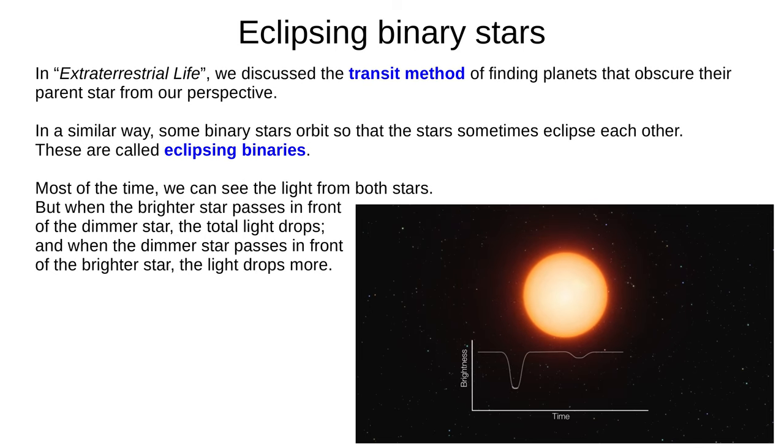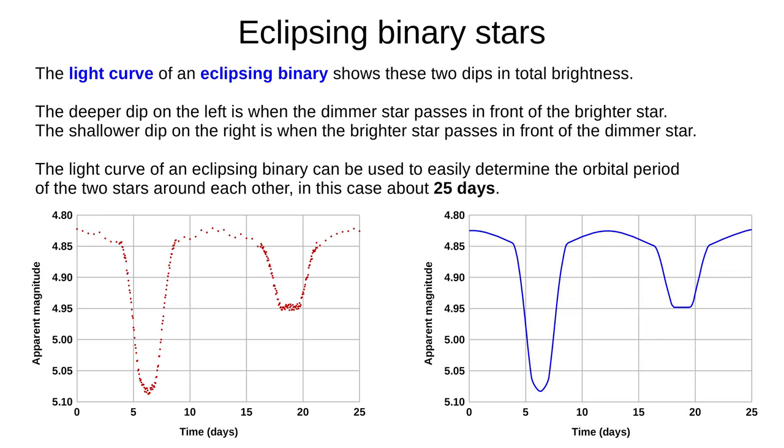And when the dimmer star passes in front of the brighter star, their total light drops further. This light curve shows the binary system KIC 10661783. The deeper dip on the left shows the dimmer star passing in front of the brighter star, and the shallower dip on the right shows the brighter star passing in front. The period of this light curve is the orbital period of the two stars around each other. In this case, you can see it's about 25 days.